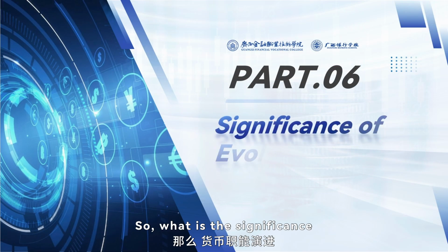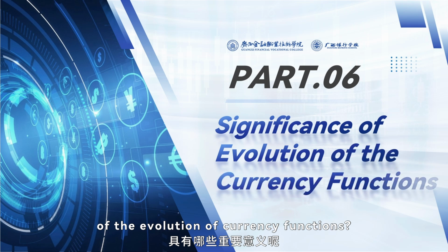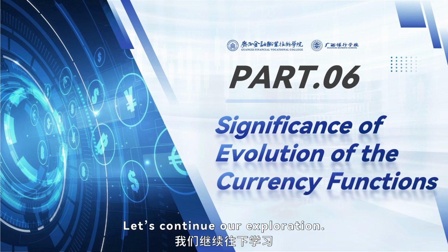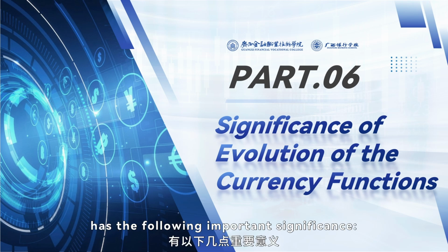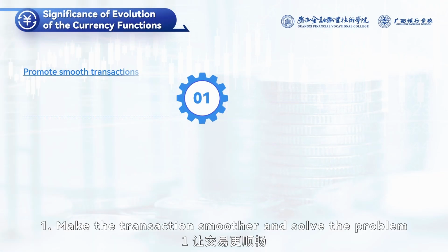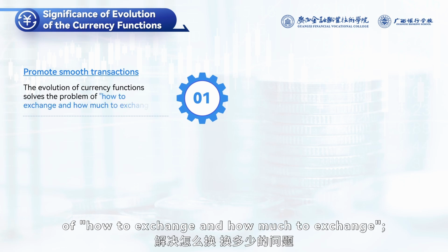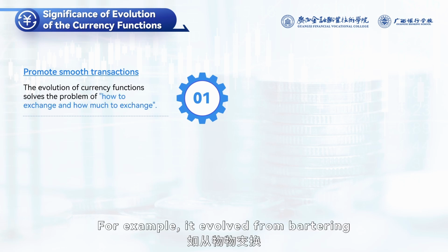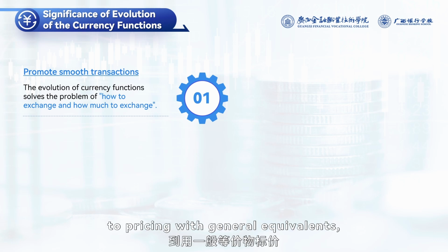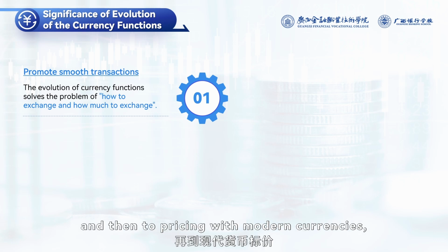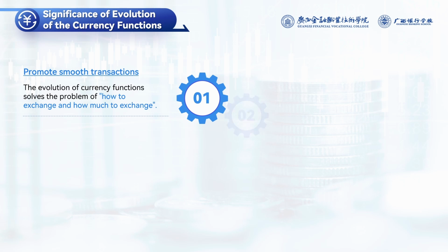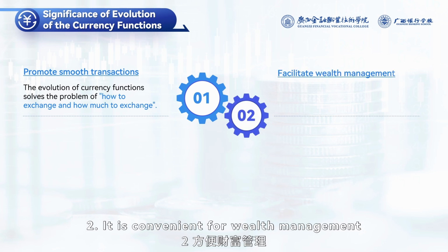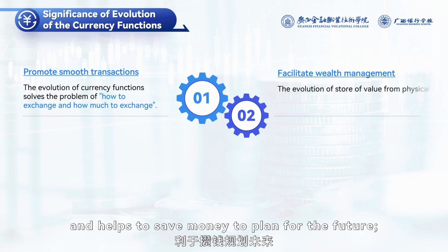So, what is the significance of the evolution of currency functions? Let's continue our exploration. The evolution of currency functions has the following important significance. 1. Make the transaction smoother and solve the problem of how to exchange and how much to exchange. For example, it evolved from bartering to pricing with general equivalents, and then to pricing with modern currencies, making transactions more efficient.